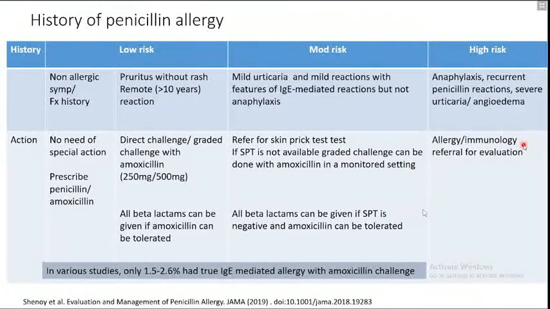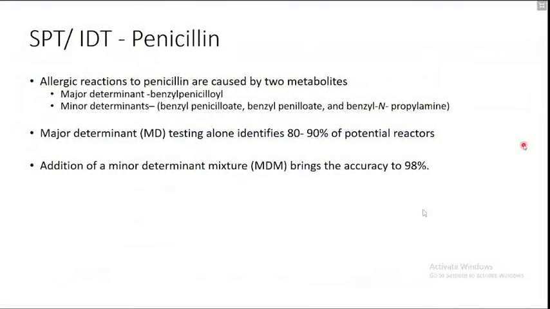Right? If the patient is at high risk, that patient has developed anaphylaxis or recurrent penicillin reactions or severe urticaria and angioedema, and these patients need to be evaluated properly by an immunologist. And when they have done the amoxicillin challenges, only very rarely have these patients developed a reaction. So you have to do it ideally under observation, and you can do it in your setting.